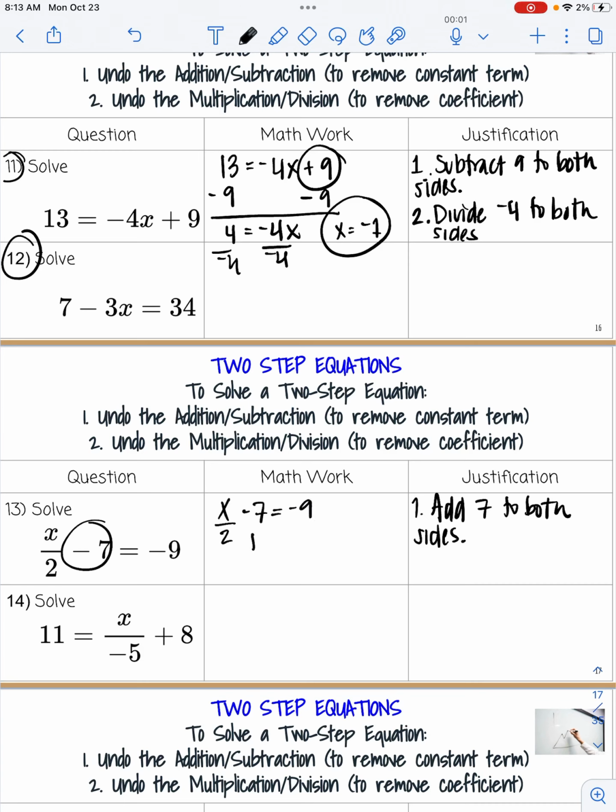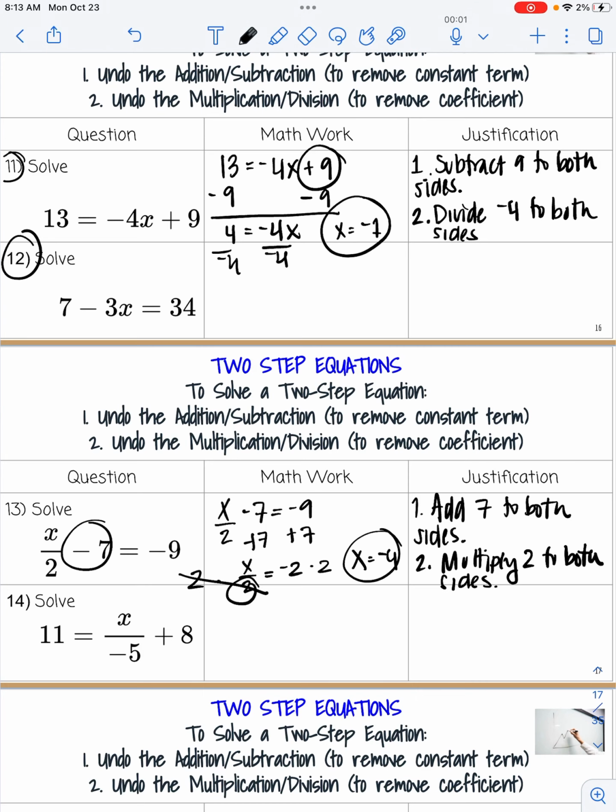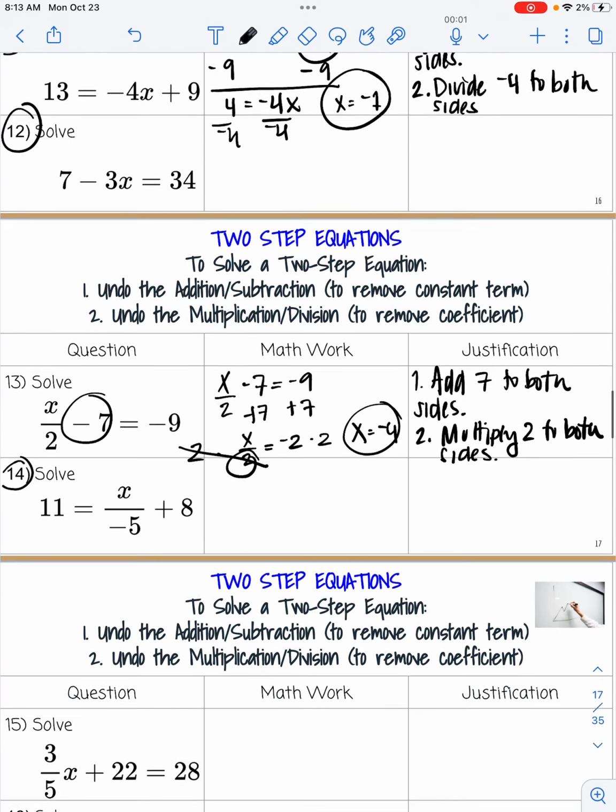I'm going to first rewrite it. I'm going to add 7 to both sides. That's negative 2. And then I'm going to get rid of this 2. They're dividing, so that means I'm going to multiply by 2 on both sides. So multiply 2 to both sides. So that's going to give me, this is going to cancel, x equals negative 4. Go ahead and try out number 14 on your own.